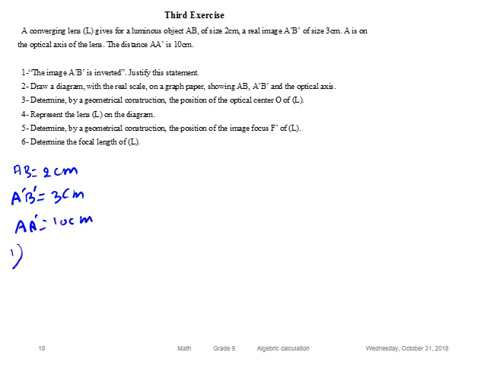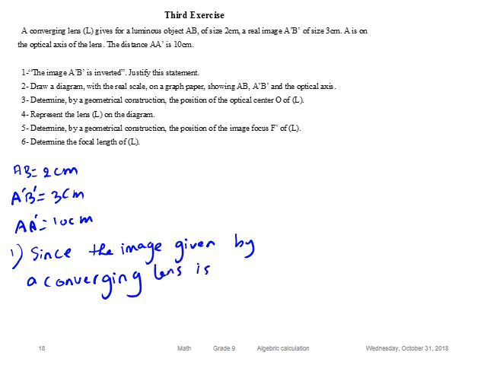Number 1. The image A'B' is inverted. Justify this statement. Since the image given by a converging lens is real, it must also be inverted.